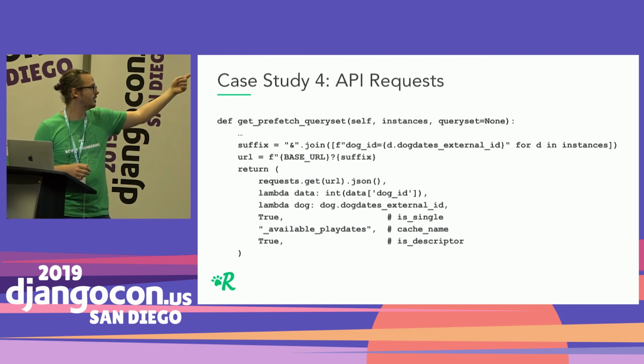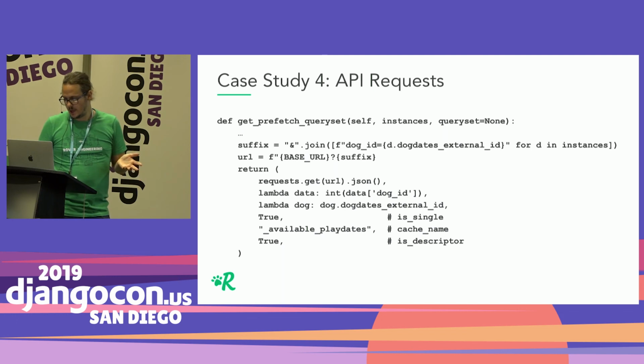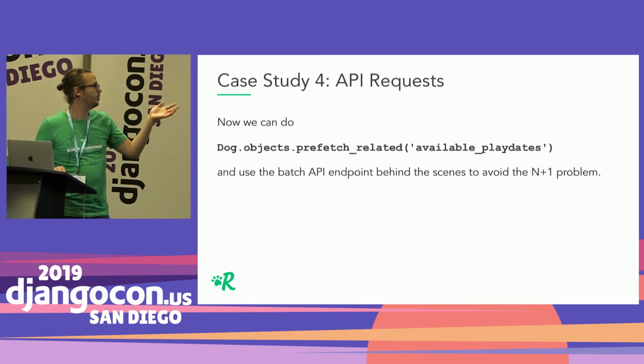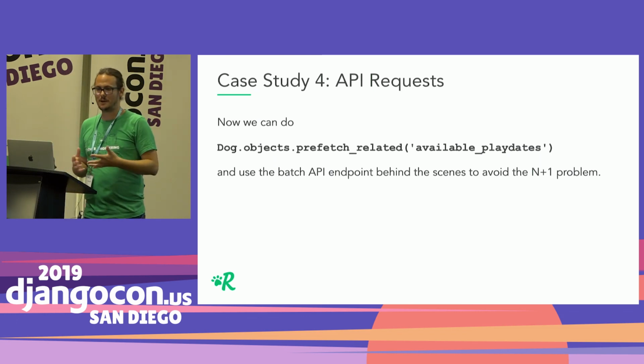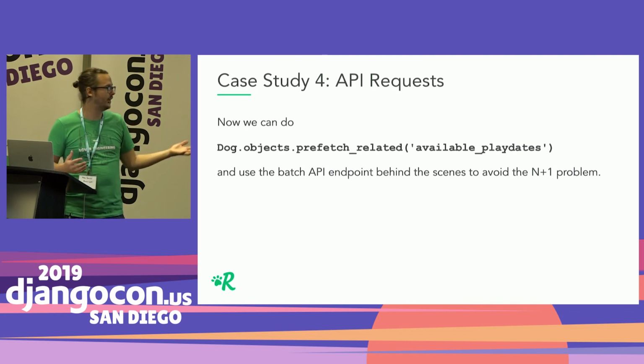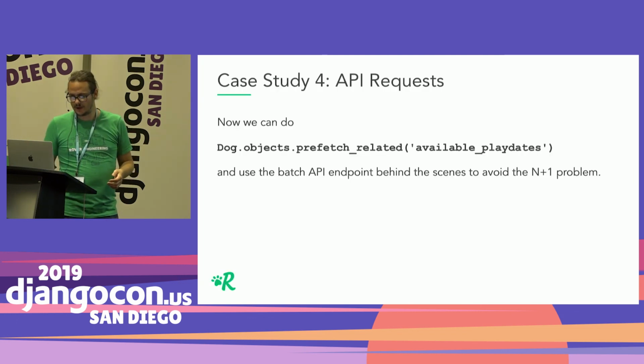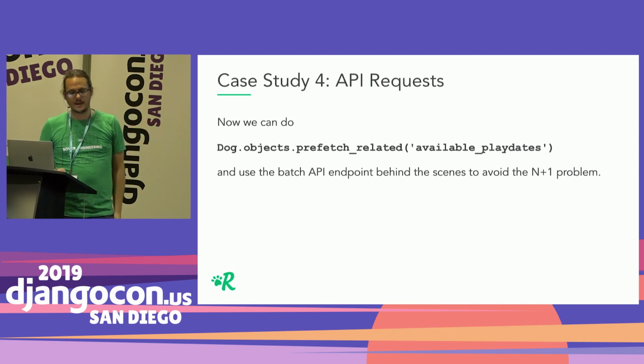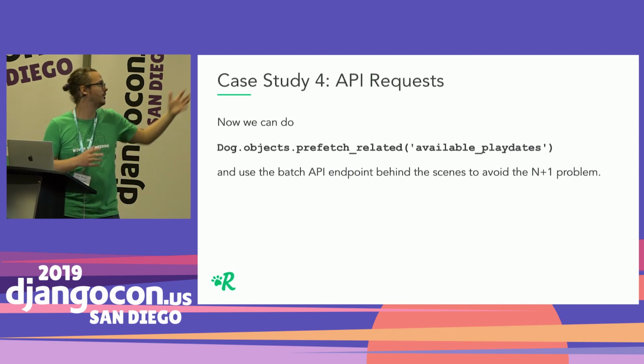We know that there's exactly one of these dictionaries per dog, so is single is true. We'll store it in, say, underscore available playdates. Now you can do something like dog.objects.prefetch_related available playdates, and behind the scenes it will make a batch request to this API. And then you no longer have the n+1 problem that you would have if you didn't do something like this.